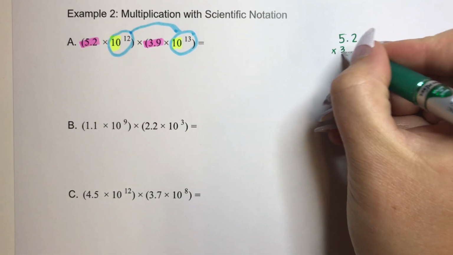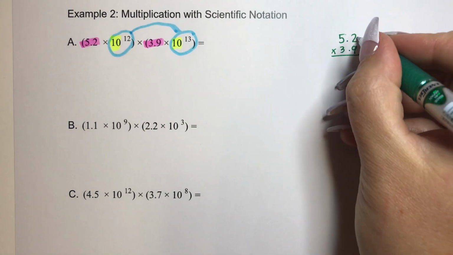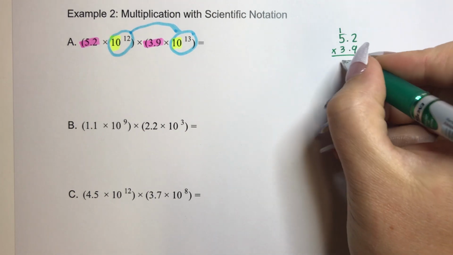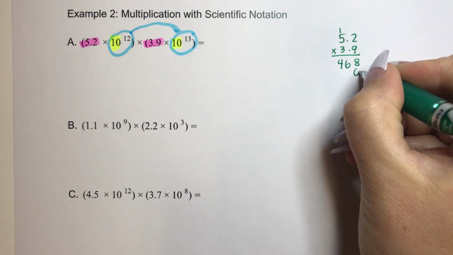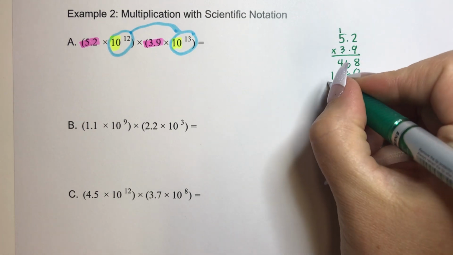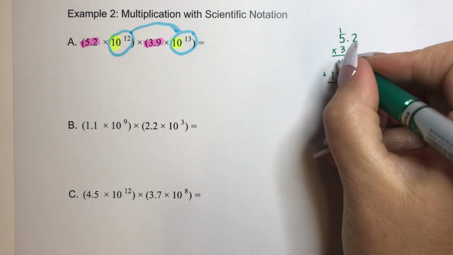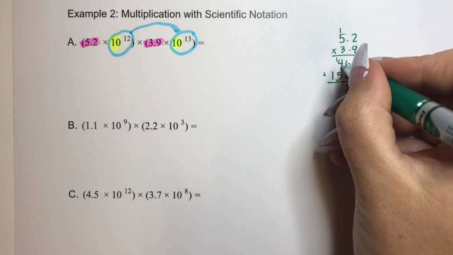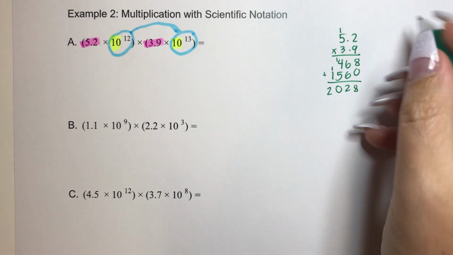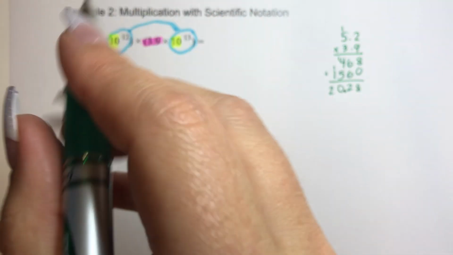5.2 times 3.9. 9 times 2 is 18. Write the 8, carry the 1. 9 times 5 is 45 plus 1 is 46. And then add a 0. 3 times 2 is 6. 3 times 5 is 15. And we add, right? 8, 12. This is 9, and 1 is 10. Write the 0, carry the 1, and 1 plus 1 is 2. We have 2 decimal places here, so that means our decimal needs to go right there.